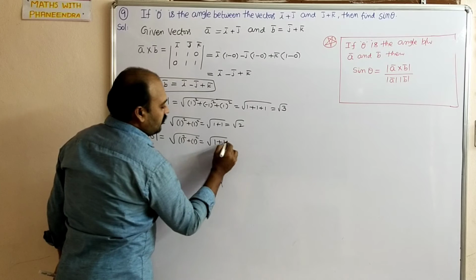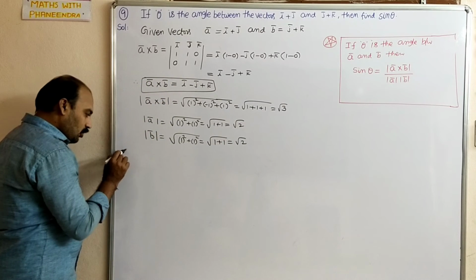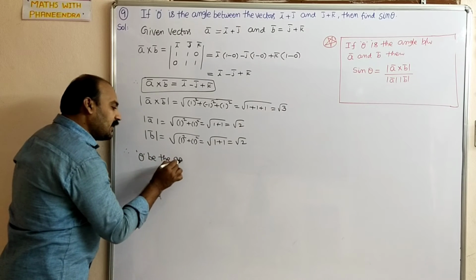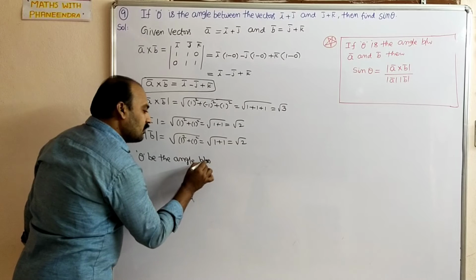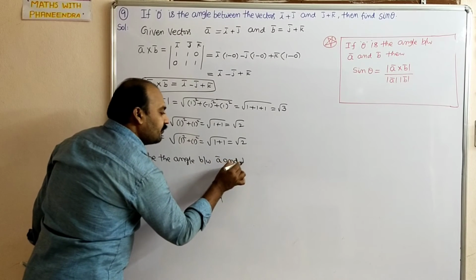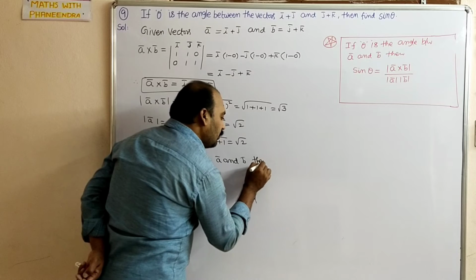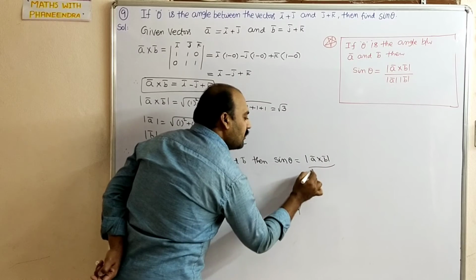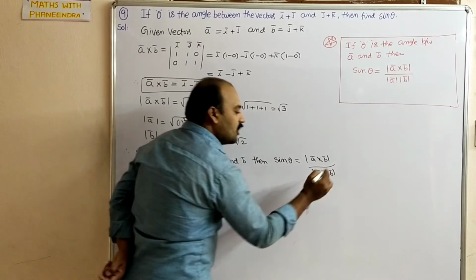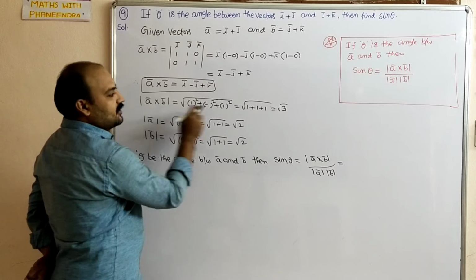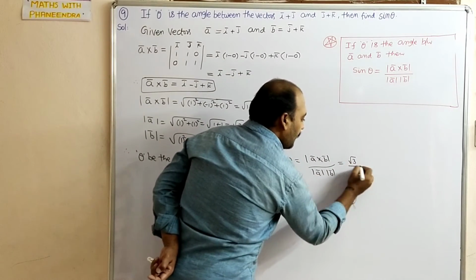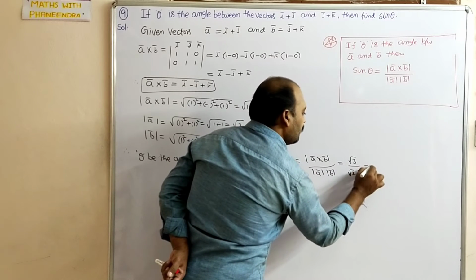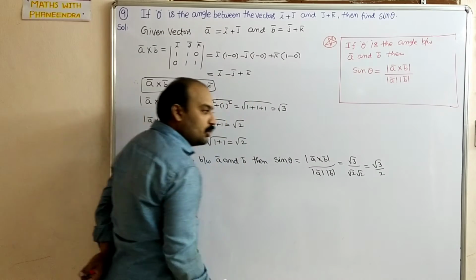Square root of 1 plus 1, which is equal to root 2. Therefore, let theta be the angle between A bar and B bar, then sin theta equal to mod A bar cross B bar by mod A bar into mod B bar. Mod A bar cross B bar value we got here, root 3, divided by mod A bar into mod B bar, root 2 into root 2, which is equal to root 3 divided by 2. Root 2 into root 2 is 2.